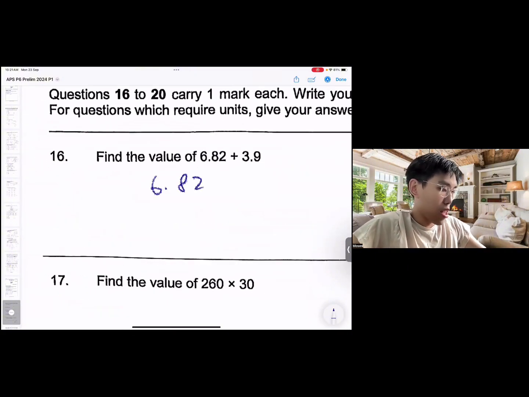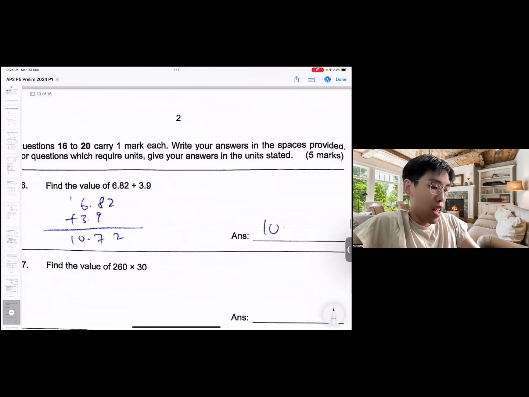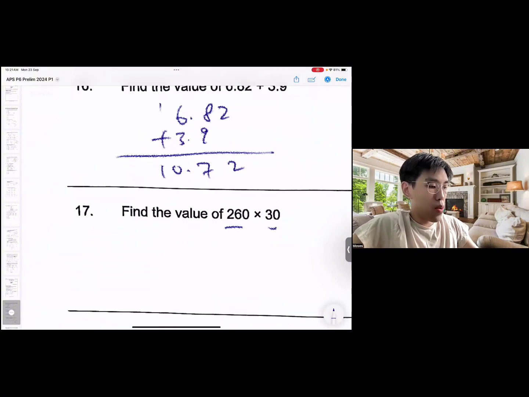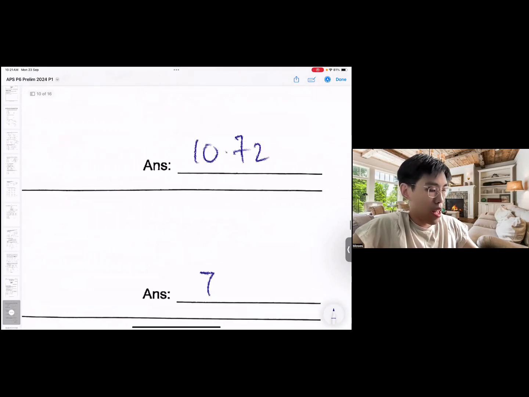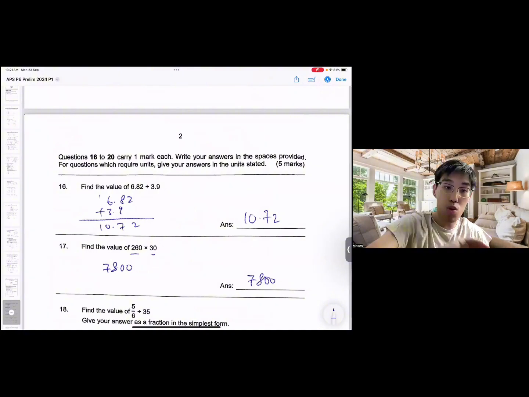6.82 plus 3.9. This one don't really need to think too much. 10.72. Okay, 260 times 3, 26 times 3 is 78. There are 2 zeros, 7,800. For this simple question, I'll just blast through.